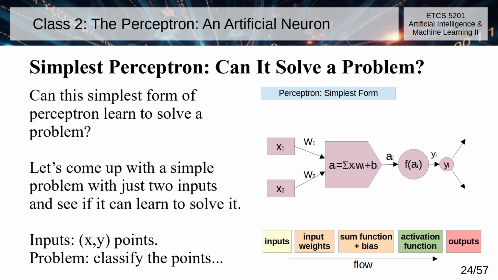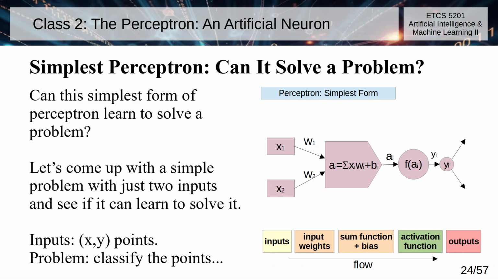Can we train it? Can we teach it to solve a problem? So what I want to do now is describe the problem, and then we're going to see if we can get a perceptron that we can actually train to solve it. So here's the problem. Since we have 2 inputs coming in on the left, let's treat those as xy points. So rather than x1 and x2, let's treat them as x and y. Those are the coordinates of a point.